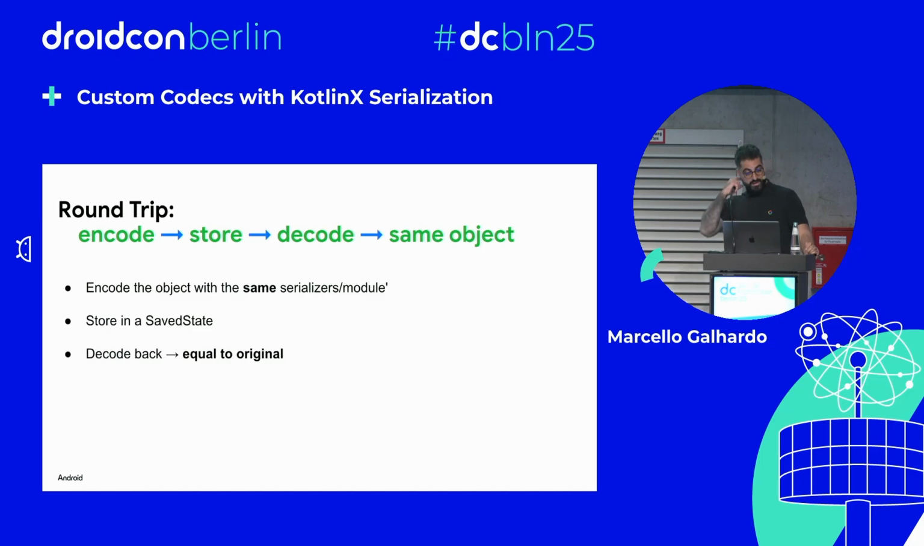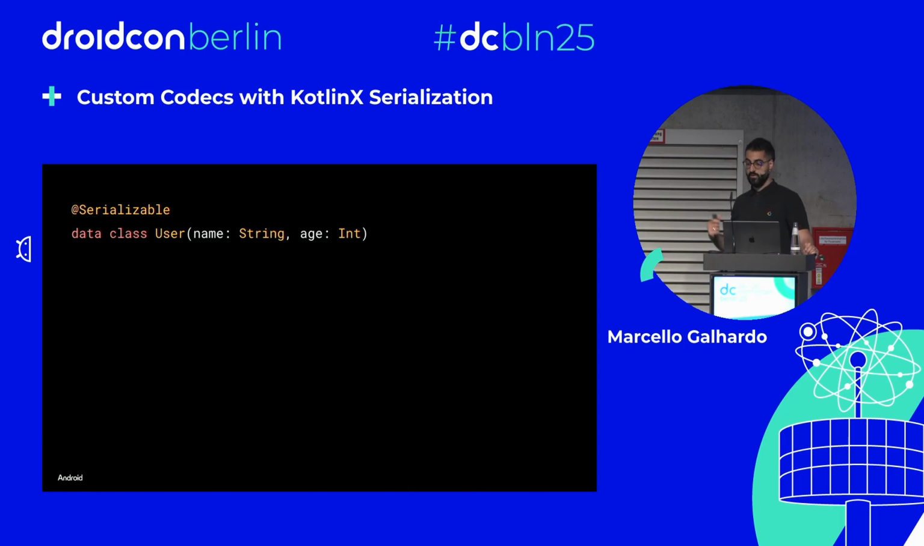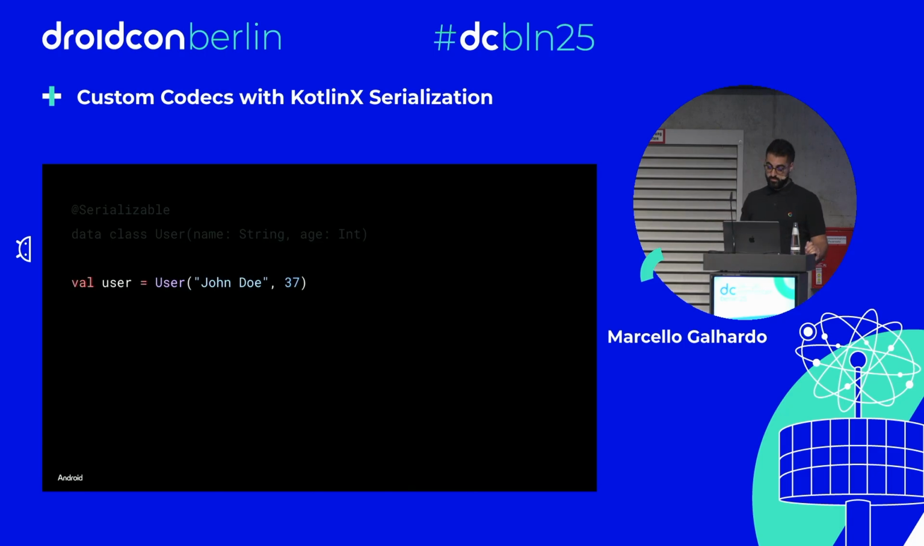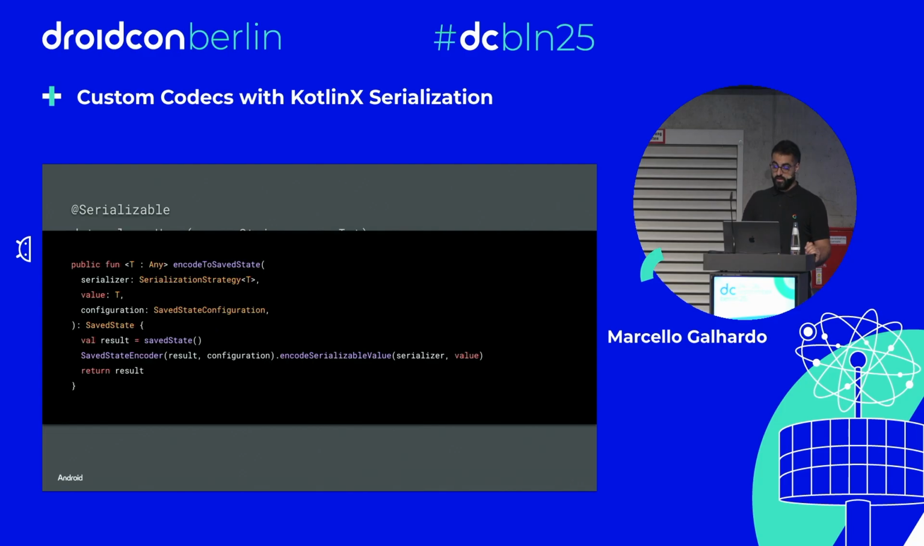Then we will decode it back, and the result should be equal to the original object. So here's our user again. We're going to create a new instance, John Doe, 37 years old. We would call this method called encode to save state to encode the user. This is a public function that you can call in your code. It takes three things: the serializer, the value, and the save state configuration.